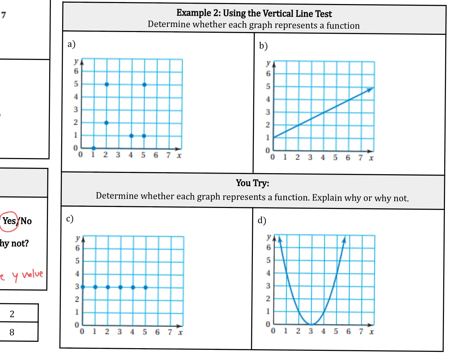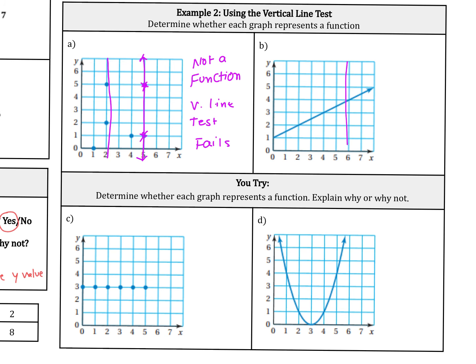Example number 2, using the vertical line test. Determine whether each graph represents a function. You can draw a straight line anywhere on the graph and see if it's cutting at 2 different points. In this case, it's cutting at 2 different points here, so it's not a function because it fails the vertical line test.